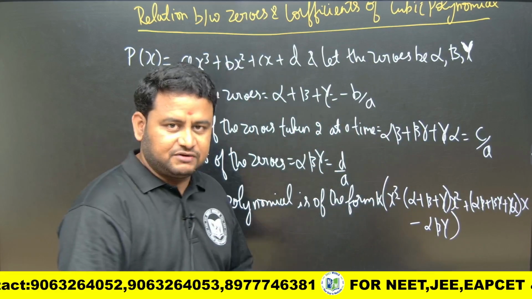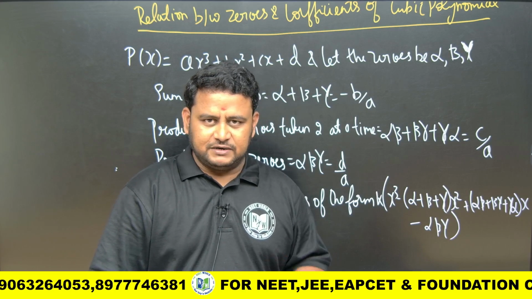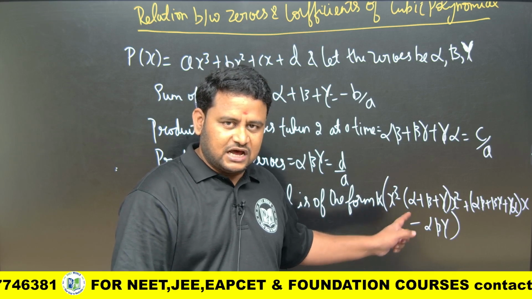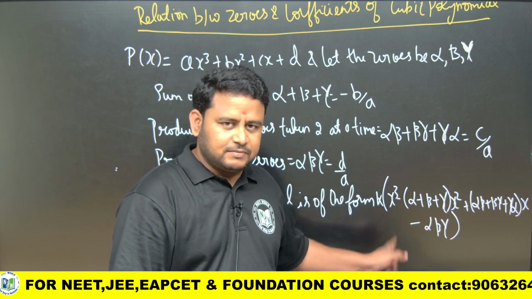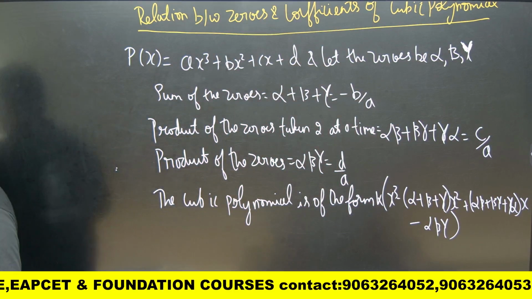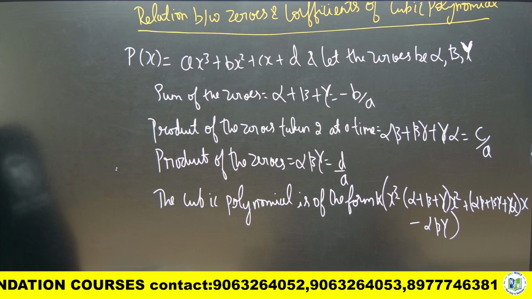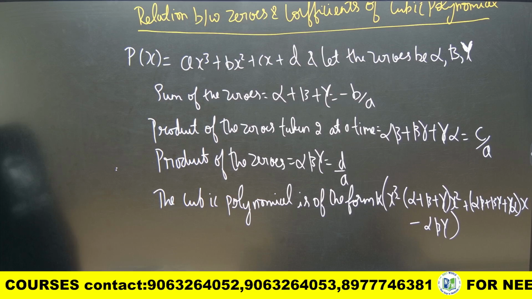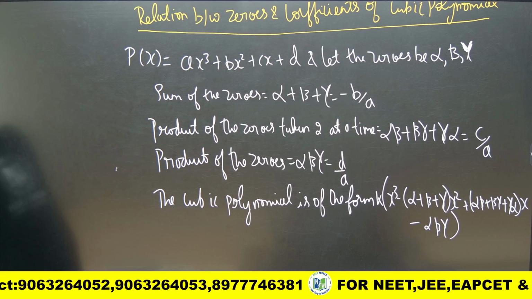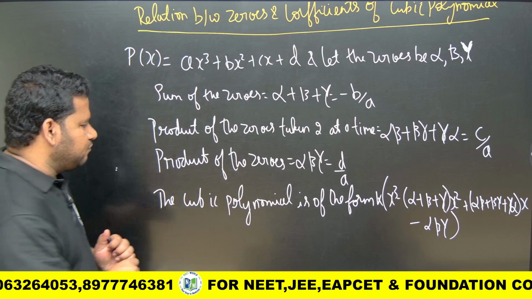This is the form. There it was x square minus alpha plus beta x plus alpha beta. Here it is x cube minus alpha plus beta plus gamma x square plus alpha beta plus beta gamma plus gamma alpha x minus alpha beta gamma. These are the basics you have to know when it comes to cubic polynomial. I already explained them when I was doing the NCERT questions, but I have explained again. So let us start with these questions on cubic polynomial. What is the question that they have given?